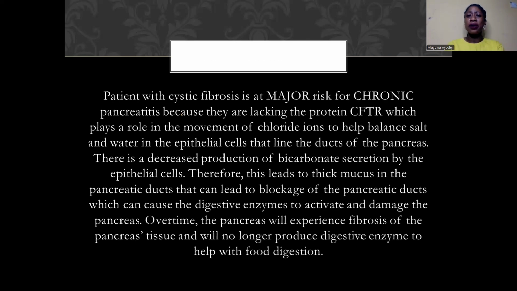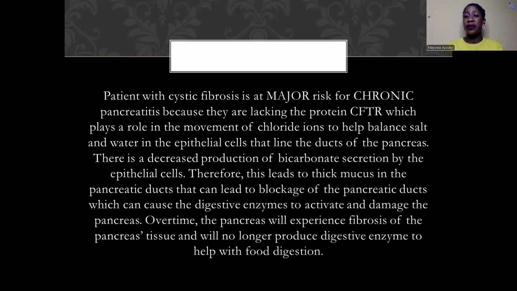Now, how can this cystic fibrosis cause pancreatitis? So now, this patient with cystic fibrosis, there are major risks for chronic pancreatitis because they lack a protein that is called CFTR. This CFTR protein plays a role in the movement of chloride ion to help balance salt and water in the epithelial cells, and it is these epithelial cells that line the duct of the pancreas. So there is decreased production of bicarbonate secretion by the epithelial cells. So immediately there is a problem.